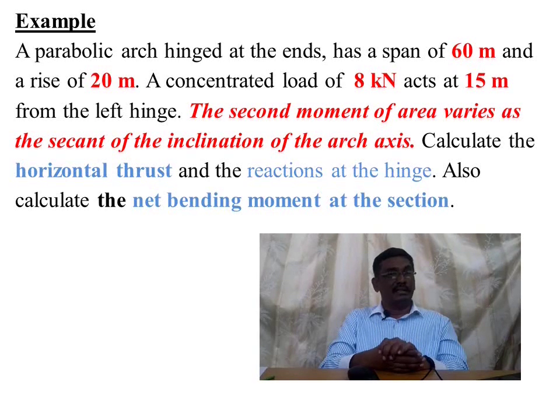It is given that the second moment of area varies as the secant of the inclination of the arch axis. In that sense, the bending moment has been taken along the arch axis, and we can use the equation arrived at for horizontal thrust, that is H equal to integral a to b mu y dx divided by integral a to b y square dx.